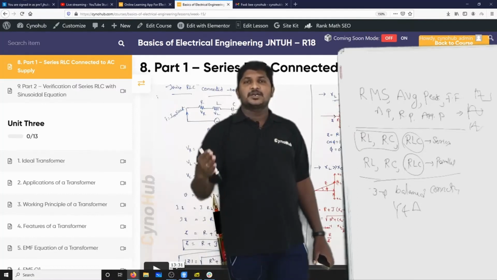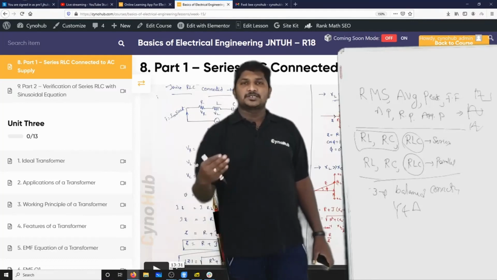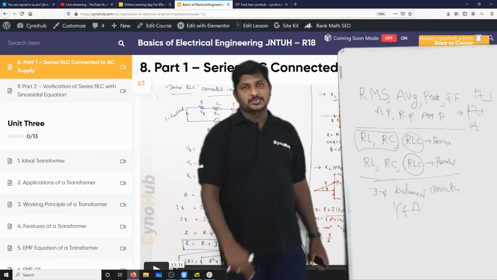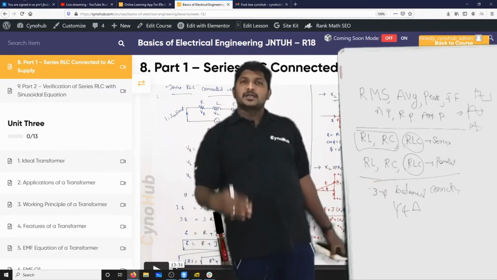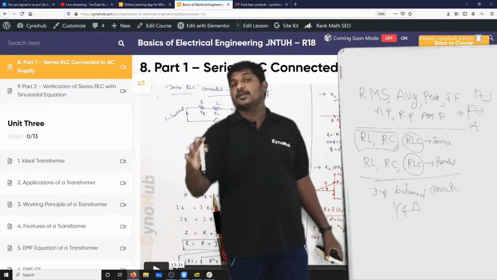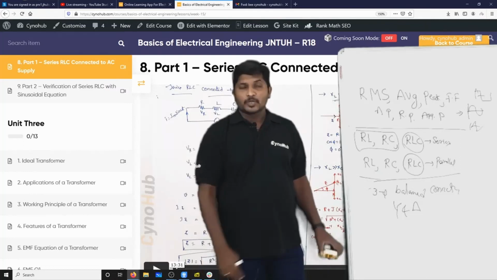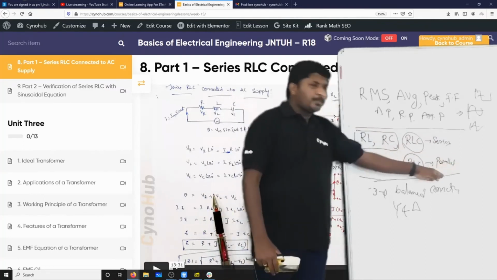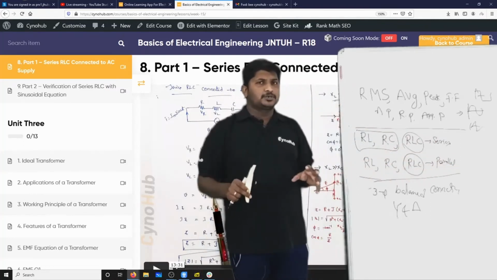Resistor and inductor connected in series. Resistor and capacitor connected in series. Sometimes they will ask parallel: resistor and inductor connected in parallel, and resistor, inductor, capacitor connected in parallel. Okay. So you are feeling this part 2 is very difficult.